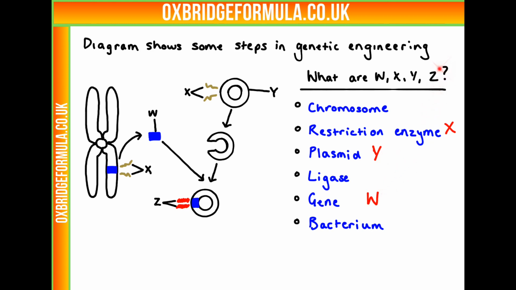So now we only have one thing left, Z, which is this down here. Now we can see that it's joining the DNA back into the plasmid, so it's sort of sticking it together. And what do we know that can stick things back together? That's going to be another enzyme, and the other enzyme we have on this list is the ligase. So ligases can patch the gene back into the plasmid, so our ligase is Z.